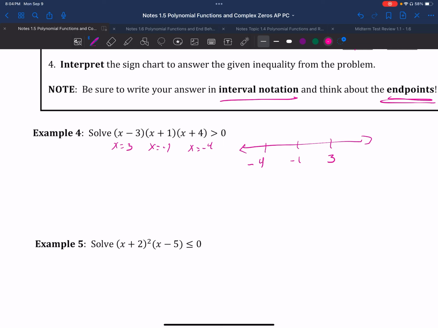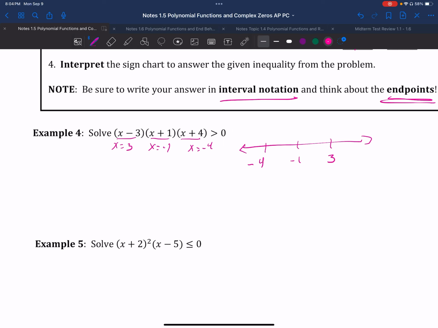So for this first interval, I need to pick a number less than -4. So I'm just going to pick -5. After that, you're going to plug them into this parentheses and figure out what the sign would be. So basically, this whole interval will have the same sign. So if I get a plus, that means all the numbers from -infinity to -4 are positive. And if I get a negative, all the numbers from -infinity to -4 are negative.